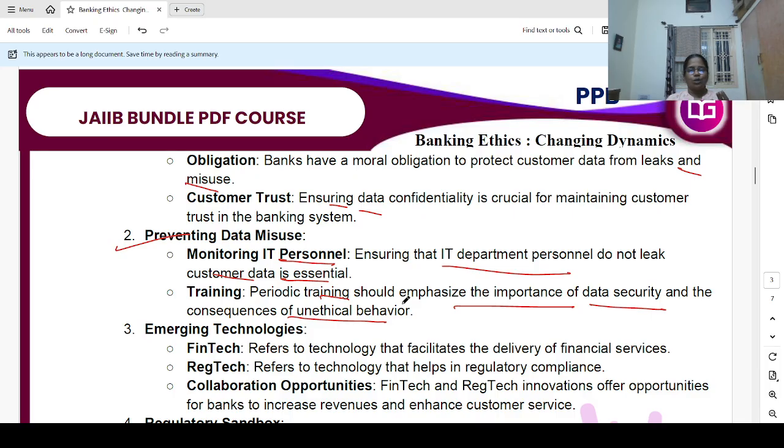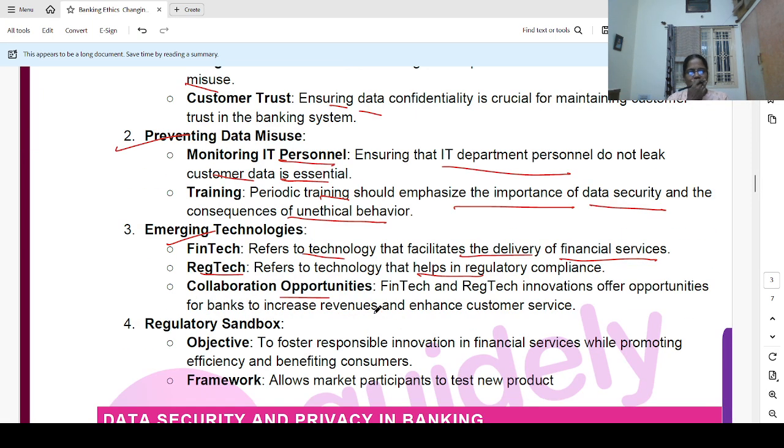What is the importance of maintaining the secrecy of customer data? If they breach it, what consequences will happen? Such awareness should be created in the mind of the banker. Now, emerging technology: fintech refers to technology that facilitates the delivery of financial services to customers. Then regulatory technology, that is the regulatory mechanisms and regulatory compliance. Collaboration opportunities: fintech and regtech innovations offer opportunities for banks to increase revenues and enhance customer service. What is the regulatory sandbox?